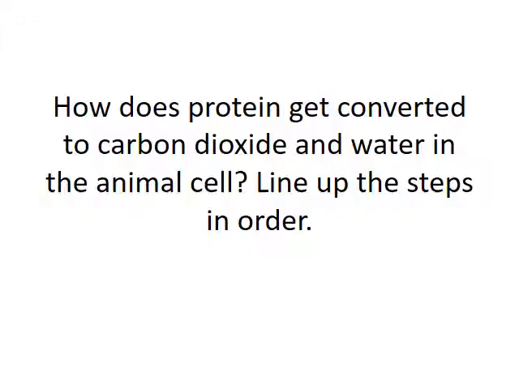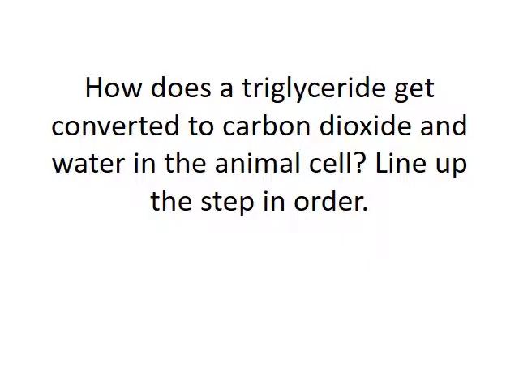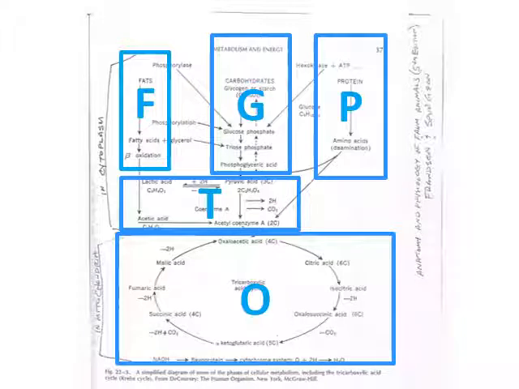Answer that question. Do the same thing with protein. How does protein get converted to carbon dioxide and water? Line up the steps. How does protein get there? And with protein, we have multiple pathways, so make sure you get them all. Triglyceride, we got multiple steps in the prep phase. How does that get converted to carbon dioxide and water in the animal cell? Line up those steps in order and know which goes where and why. Fat, where does the glycerol go? Where do the fatty acids go?